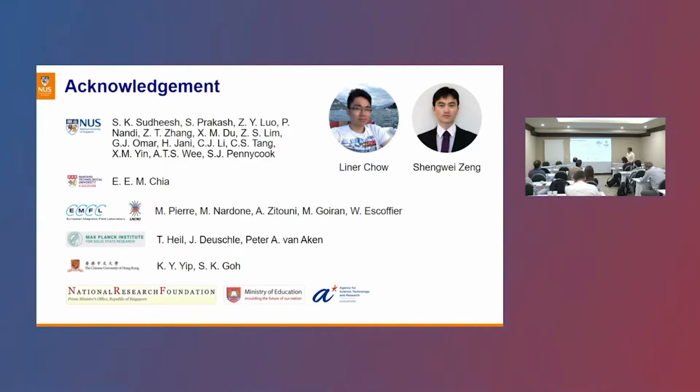Our penetration depth is done by Albert Chia from Nanyang Technological University. We also did high magnetic field experiments, mostly done in Toulouse, and right now also in Los Alamos. High resolution TEM was done mostly by Penny Cook initially, but now transferred to Peter in Max Planck. Millikelvin experiments were done in Hong Kong by Professor Goh and his group. I also like to acknowledge the funding agencies: the National Research Foundation of Singapore, Ministry of Education, and the Agency for Science, Technology and Research, A*STAR.